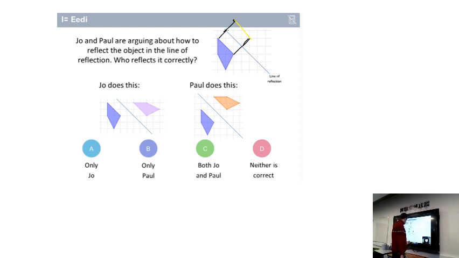Okay, what about the third point? Here it hits the line of reflection at 90 degrees, and then it continues. So that third point will be here. So let's link it up with the yellow line.